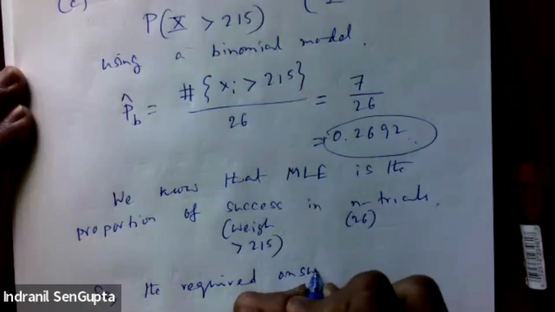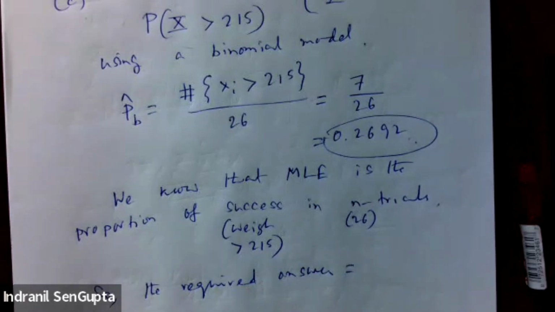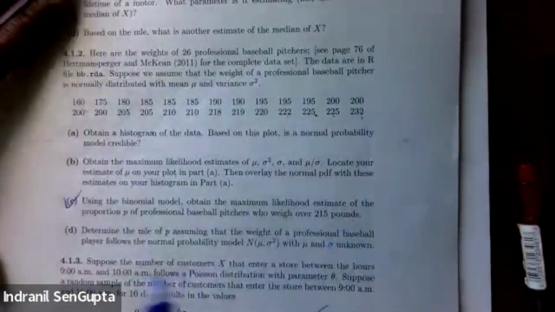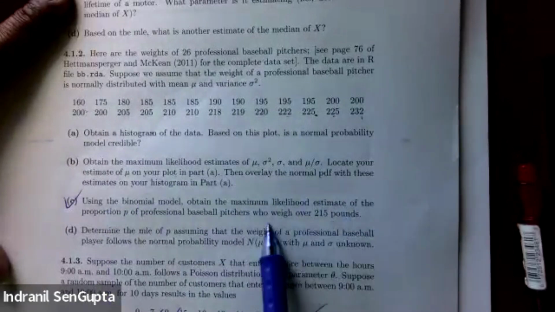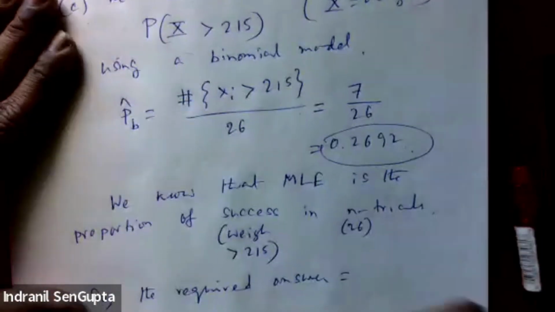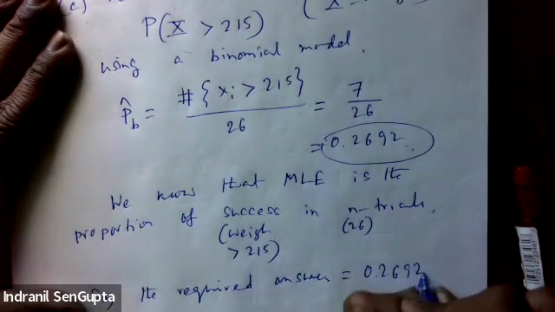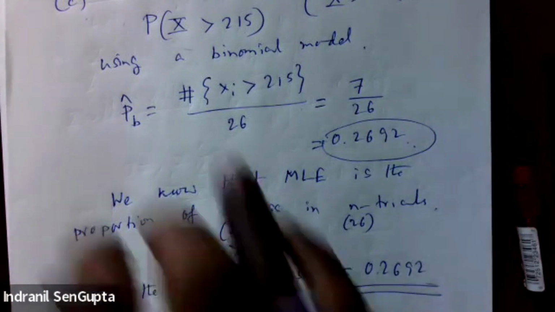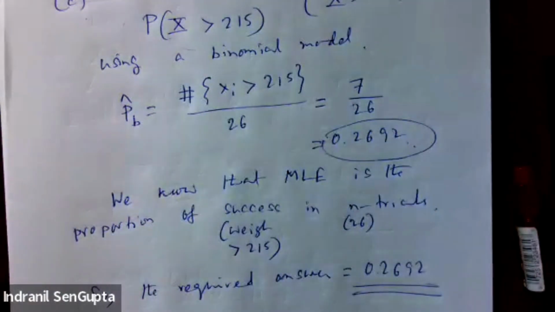answer. That means for the entire population, it's a tremendous claim. Based on these 26 players, we are saying that for all professional baseball pitchers, the proportion that weigh more than 215 pounds, the required answer, is also 0.2692. That's it. That is based on the maximum likelihood estimator. One last problem and we are done.